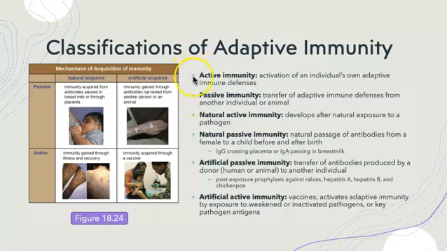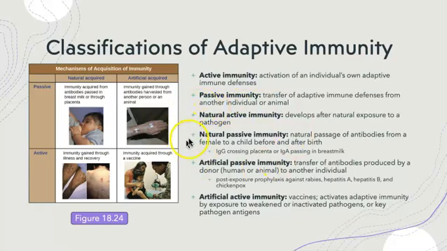So what we mean by active immunity is that we're able to use our own adaptive immune defenses as if we were just infected with a pathogen, and this is how we would naturally respond to it. With passive immunity, we're transferring adaptive immune defenses from one individual or an animal into our body. So we could do this either naturally or artificially.